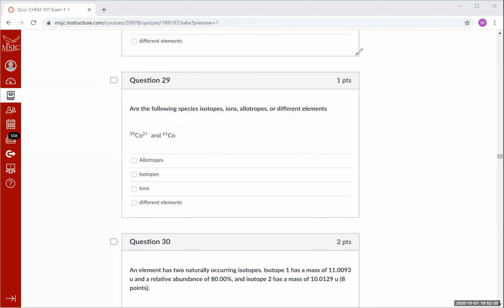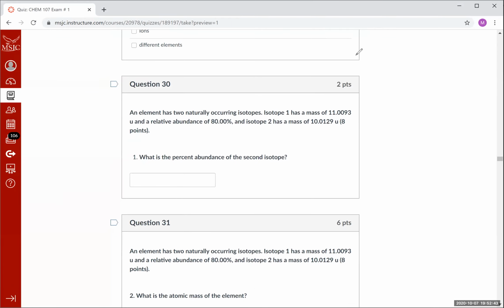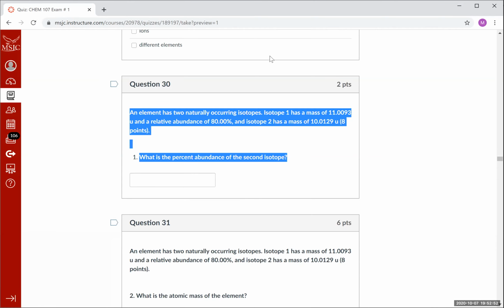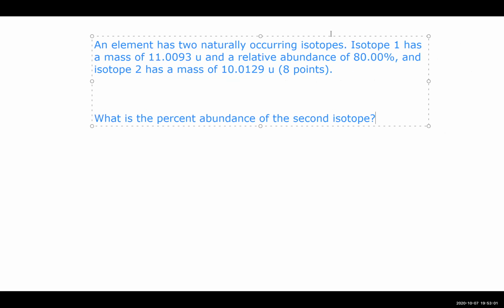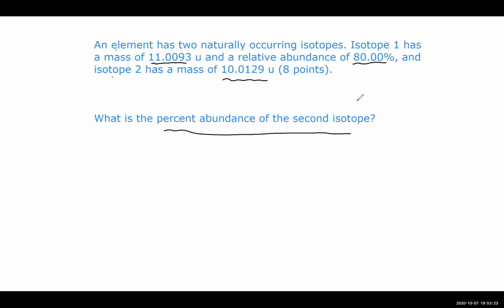Okay, so let's keep going with this. In this case, we're given that an element has two naturally occurring isotopes. So I'm going to copy this text and share a whiteboard. Can everyone see the whiteboard that I've written? Yes, we can. Okay, perfect. An element has two naturally occurring isotopes. Isotope 1 has a mass of this and an abundance of 80%. Isotope 2 has a mass of this. We're asked, what is the percent abundance of the second isotope?